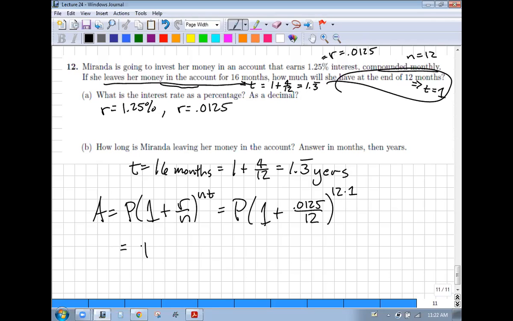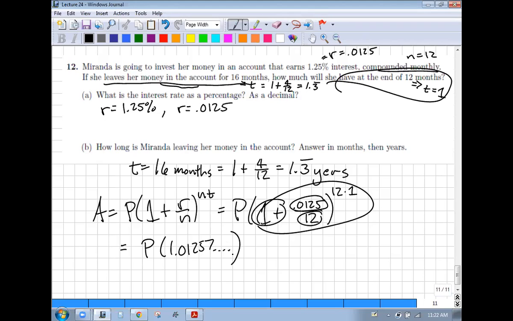So we can at least simplify that. We'll start here. 0.0125 divided by 12. Now add 1. Now do the power of, the X to the Y button, 12. So all of this is 1.01257 and so on. They didn't give us a principal, but whatever the principal is, we'd multiply it by this number and that would give us our amount.